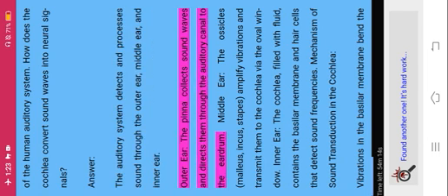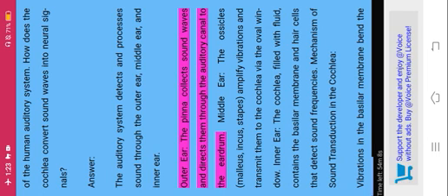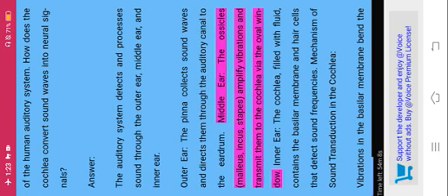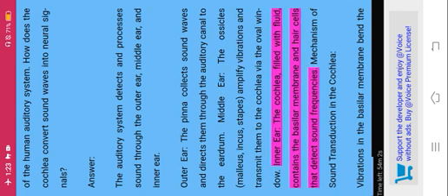Outer ear, the pinna collects sound waves and directs them through the auditory canal to the eardrum. Middle ear, the ossicles (malleus, incus, stapes) amplify vibrations and transmit them to the cochlea via the oval window. Inner ear, the cochlea, filled with fluid, contains the basilar membrane and hair cells that detect sound frequencies.